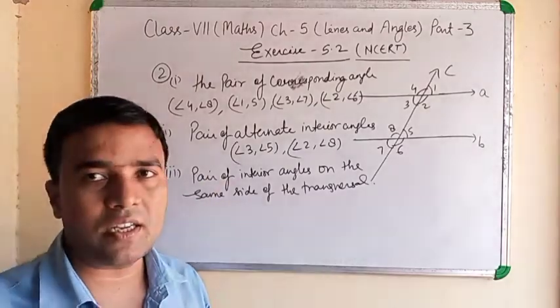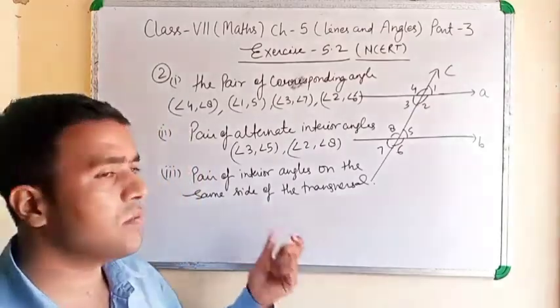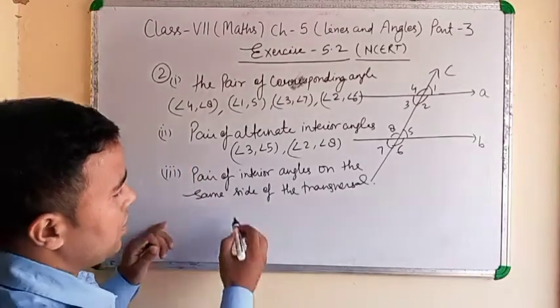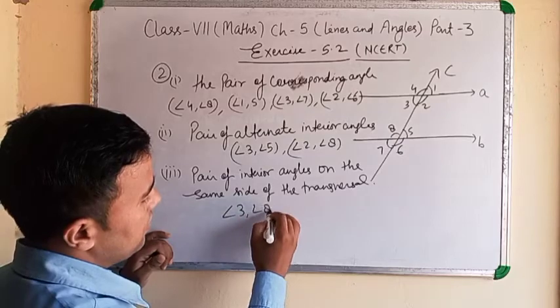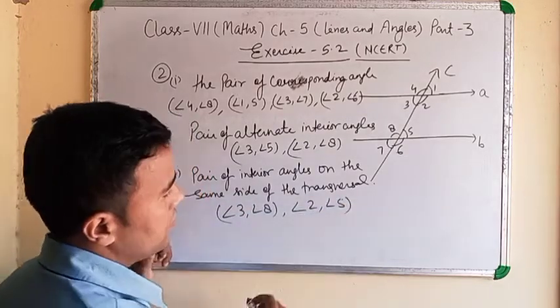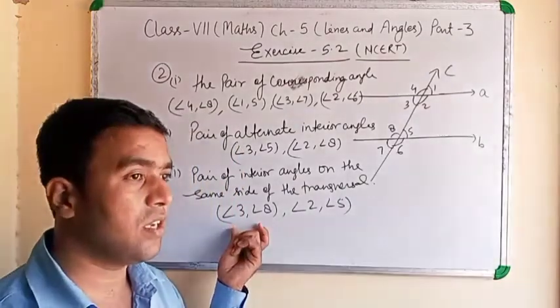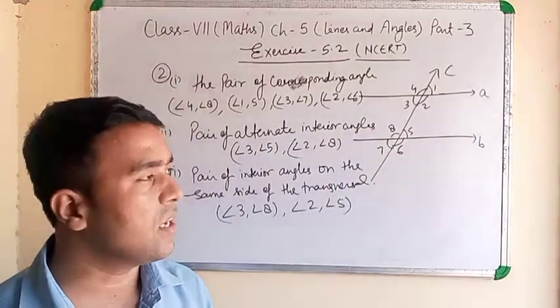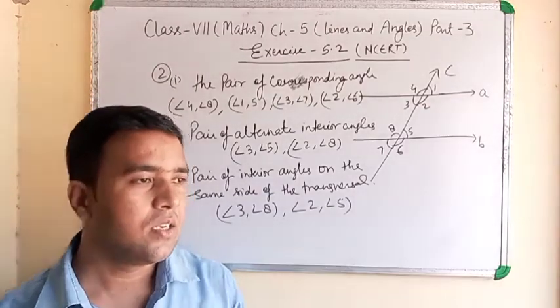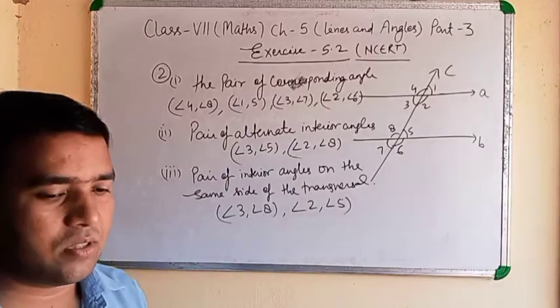Pair of interior angles on the same side of the transversal means angle 3 and angle 8, and angle 2 and angle 5. It should be interior also. Angle 3 and 8, angle 2 and 5. Clear? It is the pair of interior angles on the same side of the transversal.